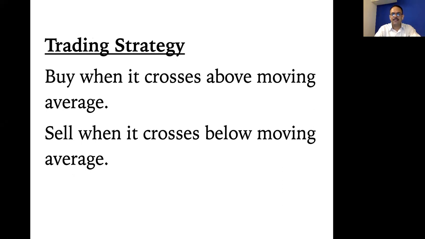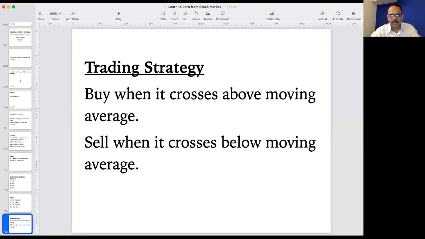Simple strategy: buy when it crosses above the moving average, sell when it crosses below the moving average. Okay. So that is the simplest strategy you can have with the moving average. Those who want to take a snapshot, they can take. Otherwise, you can just remember: buy when it crosses above, sell when it closes below. So let's jump to the chart straight away.